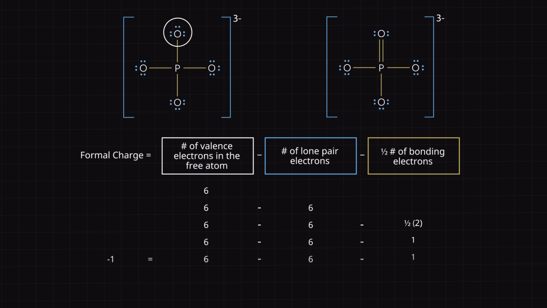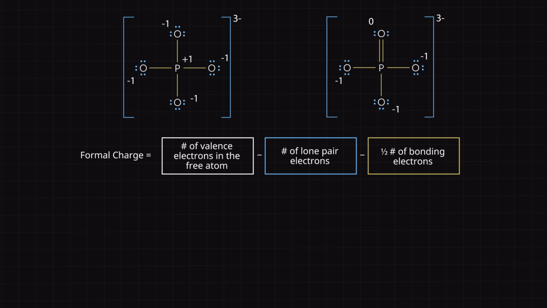This negative charge results because the oxygen atom has 1 more electron in the molecule than it does as a free atom. A similar process reveals that the oxygen atom that makes a double bond with the phosphorus has a formal charge of 0. Converting one of the lone pairs to a bonding pair reduced the number of electrons assigned to the oxygen by 1.